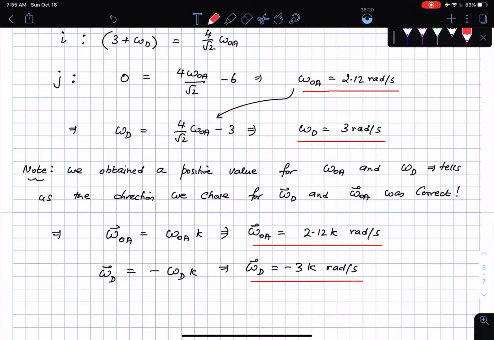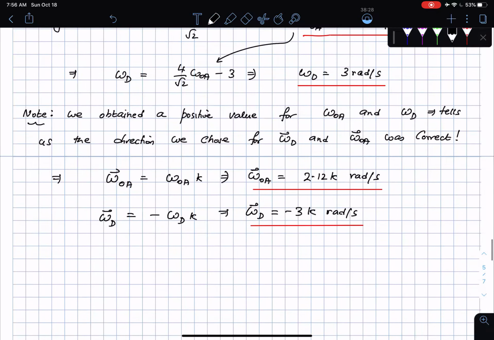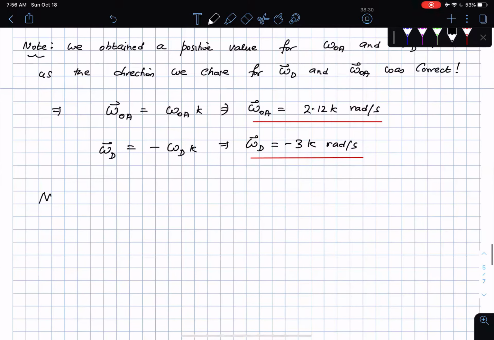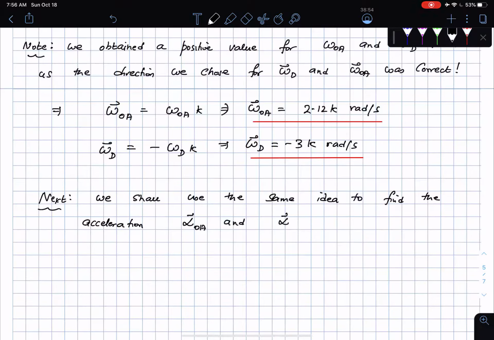I will do exactly the same thing for acceleration analysis. My strategy is no different from what I have done so far. So acceleration analysis: next, we shall use the same idea to find the accelerations, alpha OA and alpha disk. So that's what I'm going to be doing.